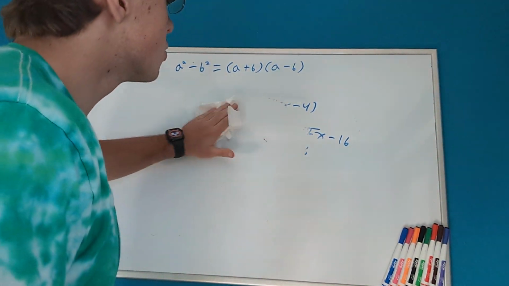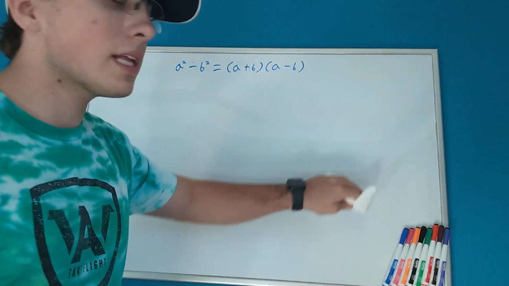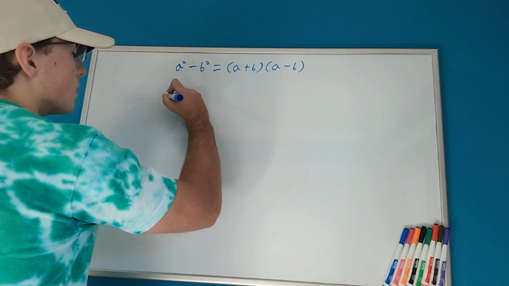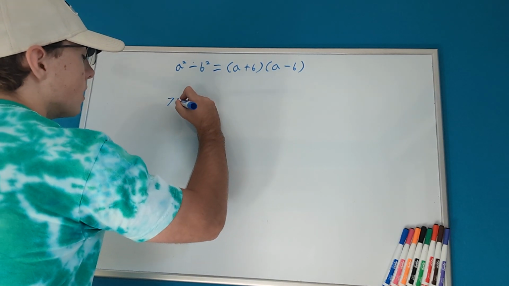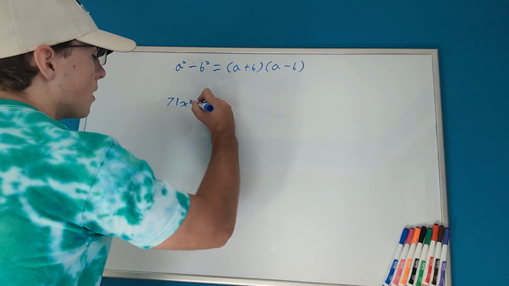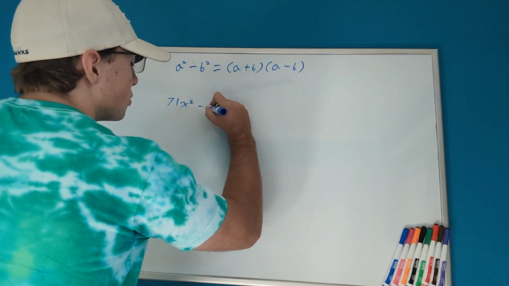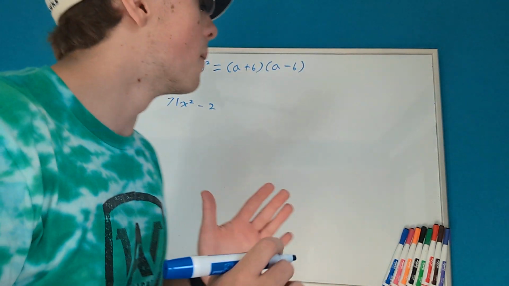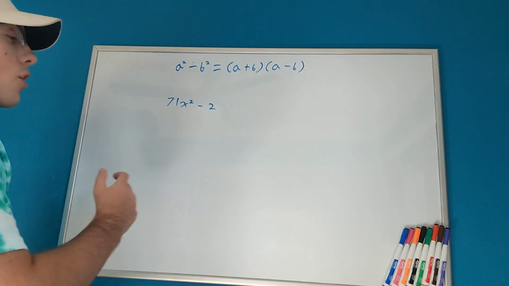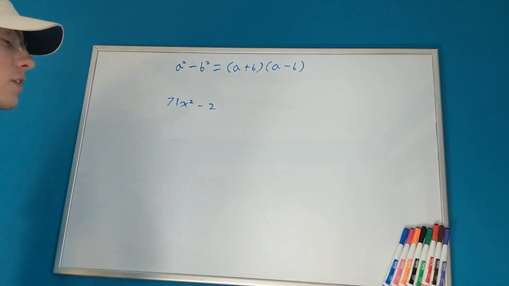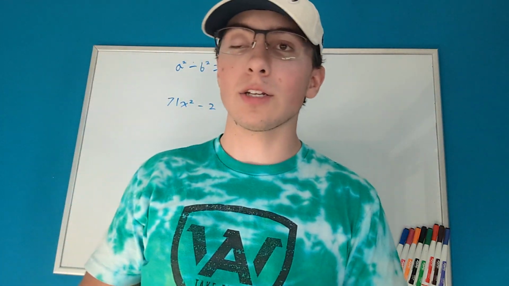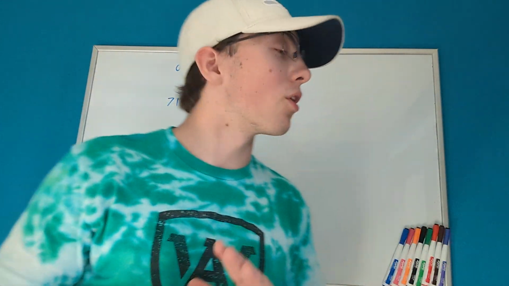Now, let's do another one, but let's make it a little more tricky. Let's make it so we have 71x squared minus 2, right? So you have this, and you want to factor it, right? But these are not perfect squares, right? 71 is not a perfect square, and 2 is not a perfect square. So how can we do that? Well, it doesn't need to be a perfect square.